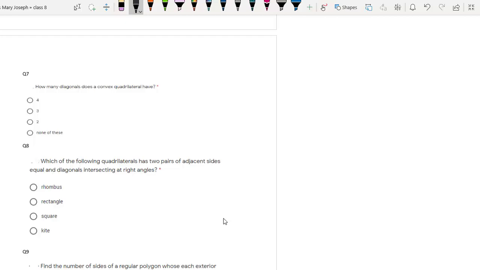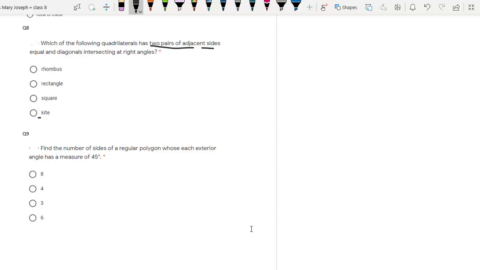Question number 7. How many diagonals does a convex quadrilateral have? First of all, what is a convex quadrilateral? A convex quadrilateral is any quadrilateral having 4 sides such that all diagonals should come inside the figure. You can see this is the first diagonal coming inside and second diagonal coming inside. So it is a convex quadrilateral ABCD. Now, how many diagonals does a convex quadrilateral have? So you can see clearly there are 2 diagonals. Okay, so whenever we join non-consecutive vertices, we get a diagonal. So AC is the first diagonal and BD is the second diagonal. Answer is 2.